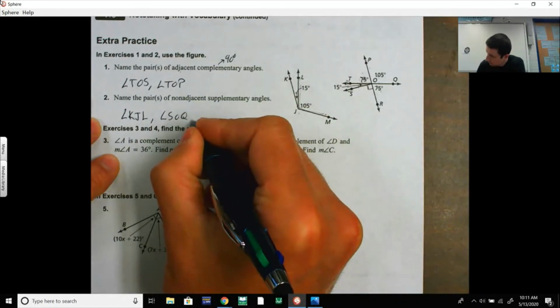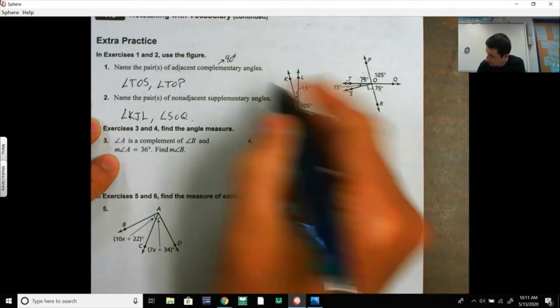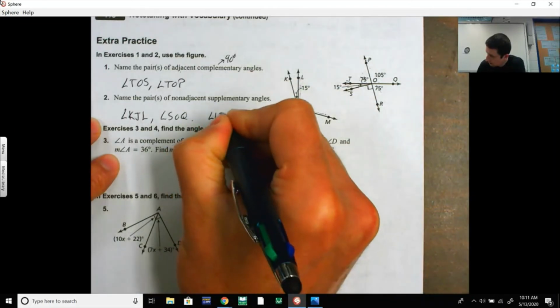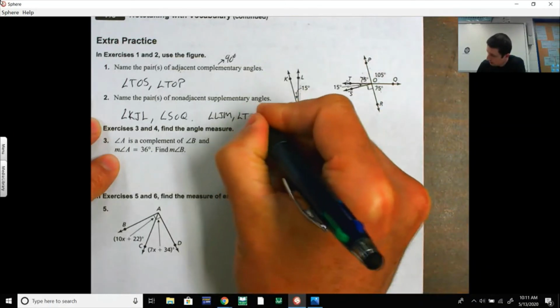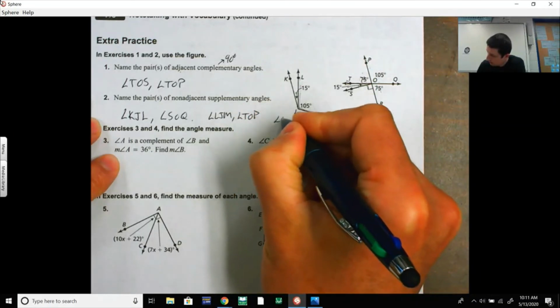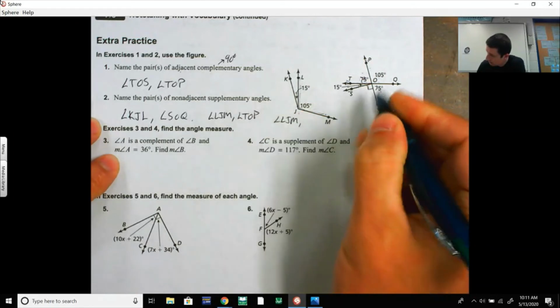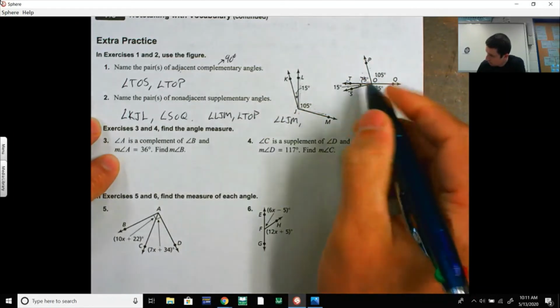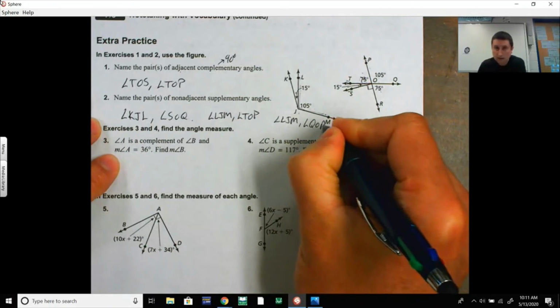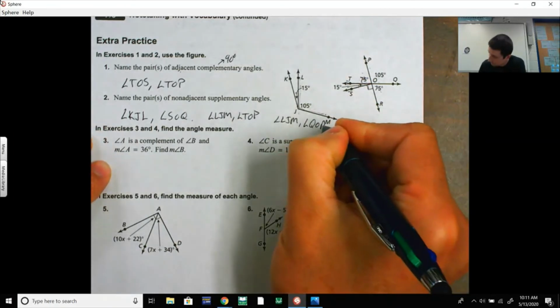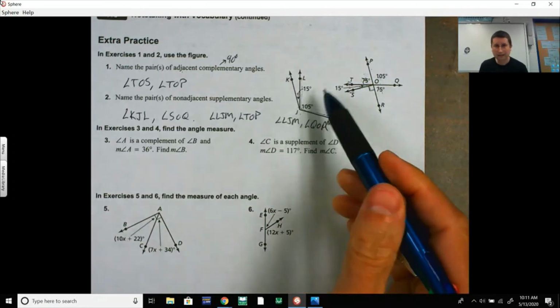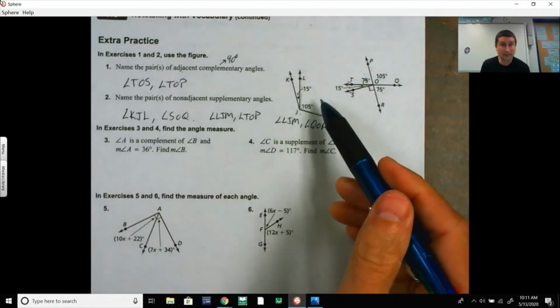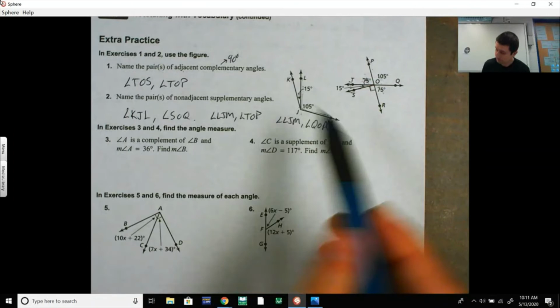So we could say the measure of angle LJM is supplementary to angle TOP. You could also say angle LJM is supplementary to angle QOR. Okay, let's move on. That's what you're doing with those. You're trying to look at, well, what angles can you find? So it may just take some time to think, time to process that.